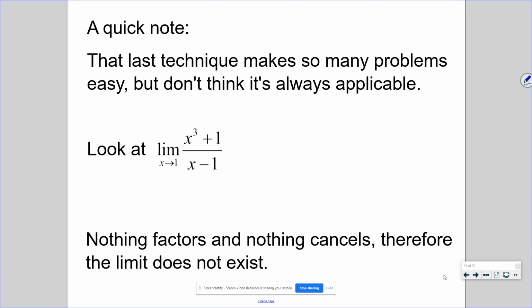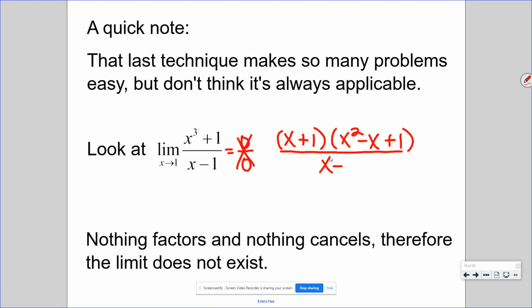All right, what might happen here is you might try to plug and chug, like on this one, and you get 0 over 0. And then you might try to factor, like we've been doing. So the top would factor like this, the bottom stays the same. But what might happen is you might get something that doesn't cancel. And then you're kind of back where you started, where you can't plug and chug because you still would have a 0 on the bottom.